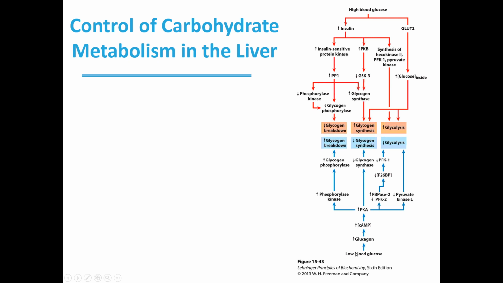The counter is true in the liver when we see low blood glucose. That triggers the release of glucagon. Glucagon leads to this signaling cascade that ultimately phosphorylates glycogen synthase, decreasing glycogen synthesis. We phosphorylate our glycogen phosphorylase, activating glycogen breakdown. And then we also will lead to phosphorylation of pyruvate kinase, decreasing glycolysis.